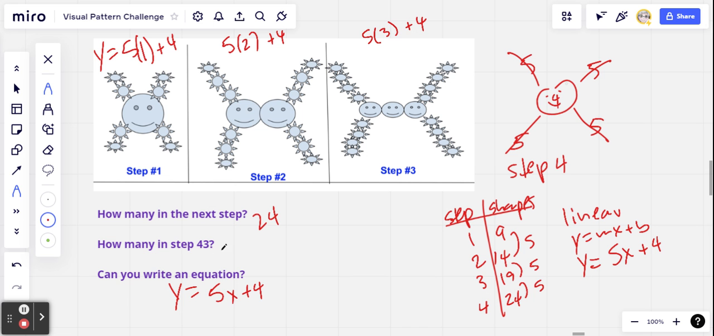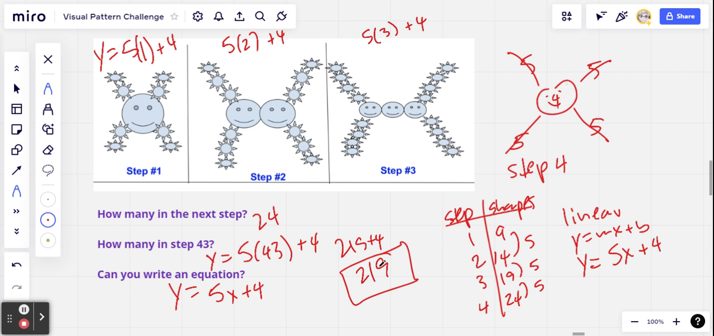Now, to calculate the number in step 43, we're just going to plug 43 in for x, for the step number in that equation. So y equals 5 times 43 plus 4. 5 times 43, let's see, 5 times 40 is 200, 5 times 3 is 15, so 215 plus 4, it's 219 shapes in step 43. And I think I could even tell you how many smileys. Since the number of smileys is always the step number, then there would be 43 smileys. And the number of suns would be 219 minus 43, whatever that is.